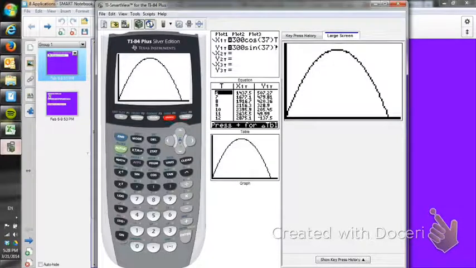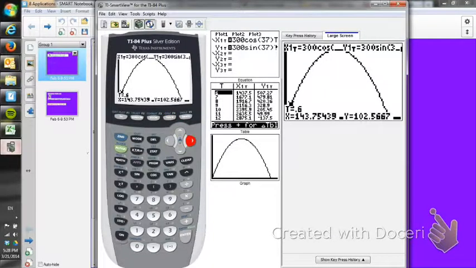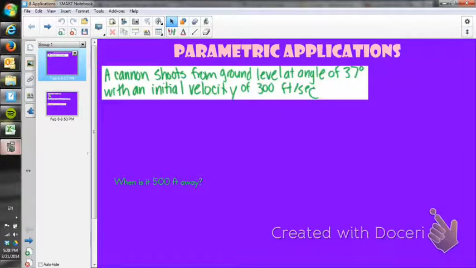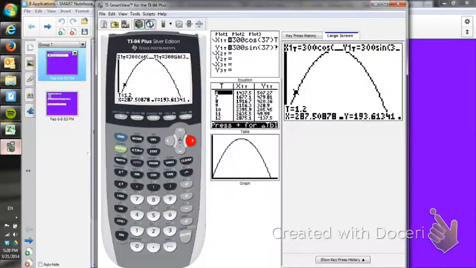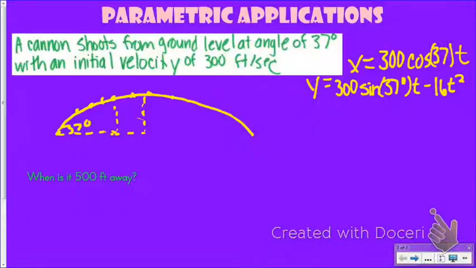Now if I want to, I can trace on this and see where it is at a certain time. At a time of 1.2 seconds, there's my x distance, there's my y distance. The next question I had on there was, when is that cannonball 500 feet away? I can do that a couple different ways. I can use my calculator, or I can do this algebraically.